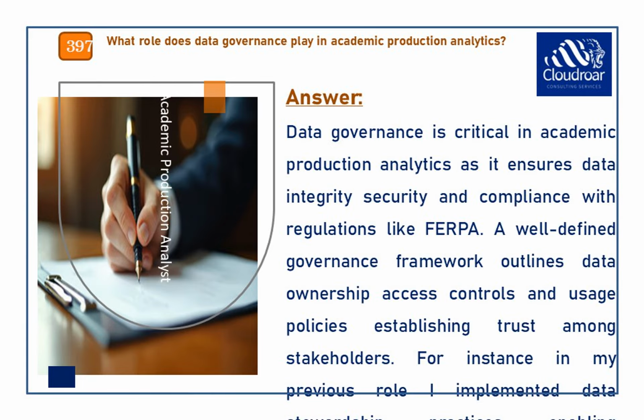Question 397. What role does data governance play in academic production analytics? Data governance is critical in academic production analytics, as it ensures data integrity, security, and compliance with regulations like FERPA. A well-defined governance framework outlines data ownership, access controls, and usage policies, establishing trust among stakeholders.